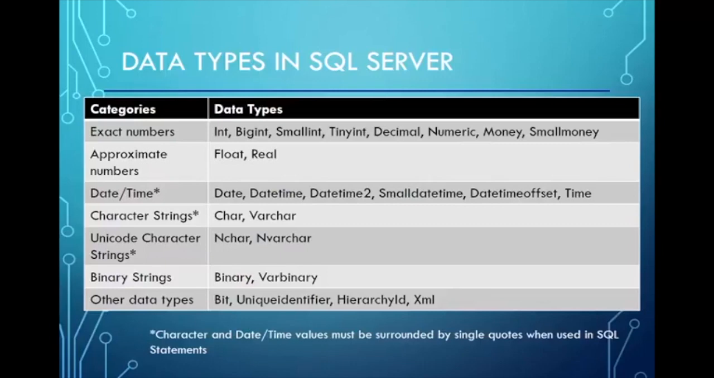There are exact numbers, a variety of different types of integers: a regular int, a big int, a small int, a tiny int. Those correspond to the different sizes of ints in programming: Int 32, int 64, int 16, int 8. A decimal and numeric, which are completely interchangeable in SQL Server, are used to hold decimal numbers. Money and small money.